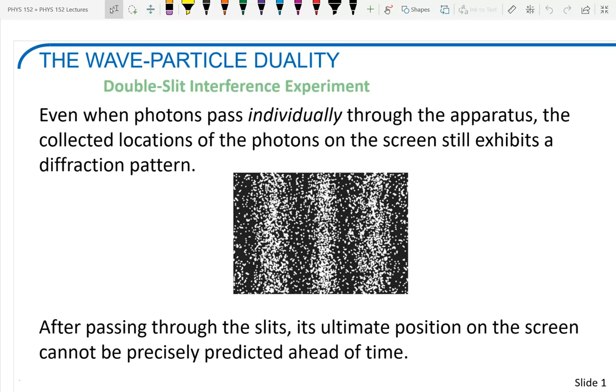There are more. There's pair production, which is a particle theory thing only. So there are things that can only be explained with the particle theory for light. But then there are things like what we did in lab with the interference experiments, with polarization experiments. Those can only be explained with light behaving as a wave.